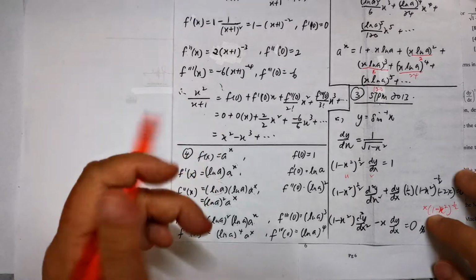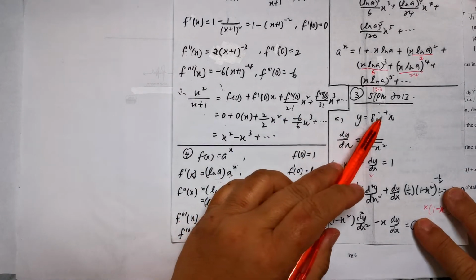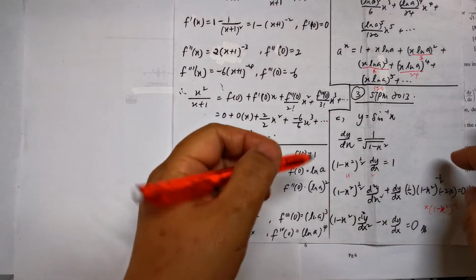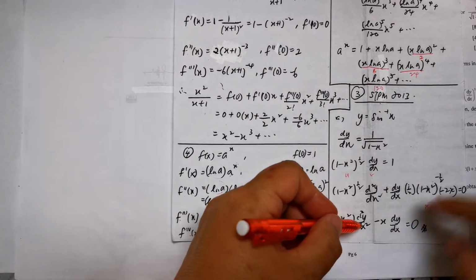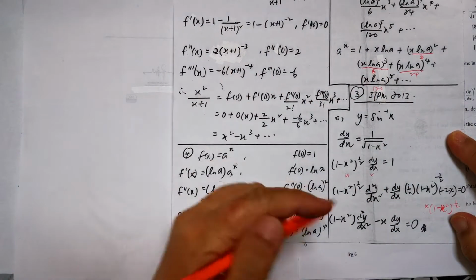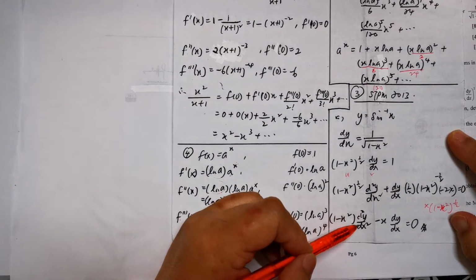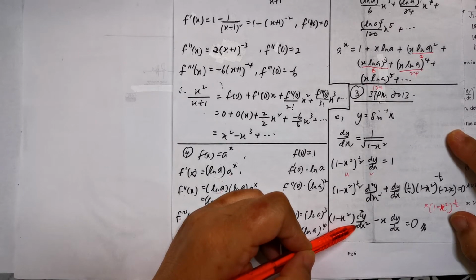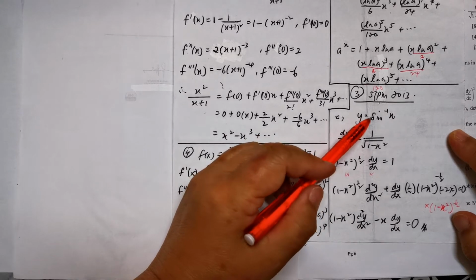Okay, so given y equals arc sine x, the question first wants us to show up to here. I'll explain again, hope that you remember. Because the question wants us to find the second derivative, it means that we have to differentiate 2 times. So y equals arc sine x.